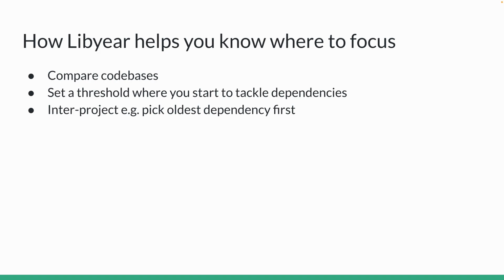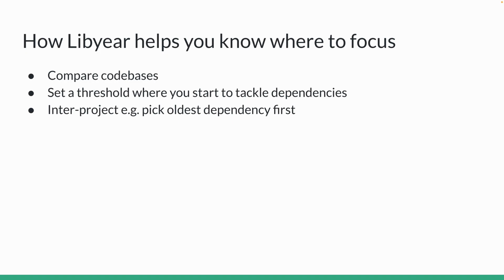All right. So thinking back to those problems, it seems really simple. But it helps you know where to focus, because you can compare code bases and see which one is in a better state than the other. You can also set a threshold. You can say, we're not going to do any dependency updates on code bases that have a Libyear of 200 or lower. It doesn't matter. That's good enough. We don't need to worry about that one for now.